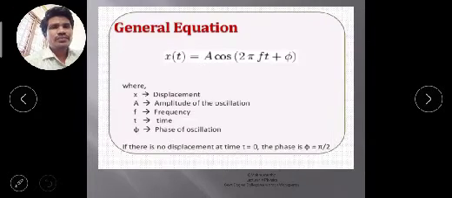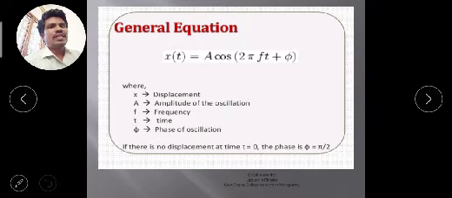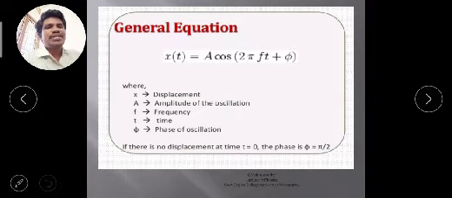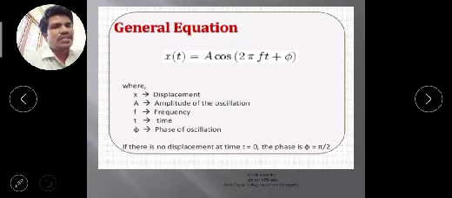And now the general equation: x of t is equal to A cos of 2 pi f t plus phi, where x is the displacement, capital A is the amplitude of oscillation, f is the frequency, T is the time period, and phi is the phase of oscillation. So if there is no displacement at time t equal to 0, then the phase phi is equal to pi by 2. Okay.